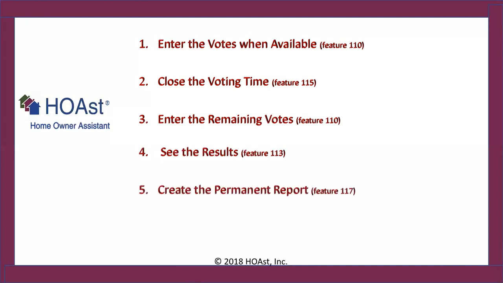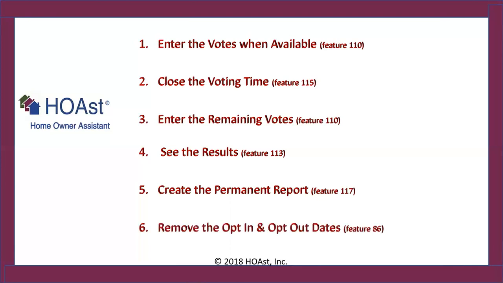Then number 5, create the permanent report, feature 117. In the owner's meetings area, things can continue to change. For example, after your meeting, after you've entered the proxy votes, let's say you delete or remove somebody's voting privilege. That shows up and changes the computed quorum for that meeting. So if you create the permanent report, then the report will not get changed no matter what properties are bought or sold, or no matter what happens with voting privilege. So it's a good idea when you're done to create the permanent report so that it's static and unchangeable.